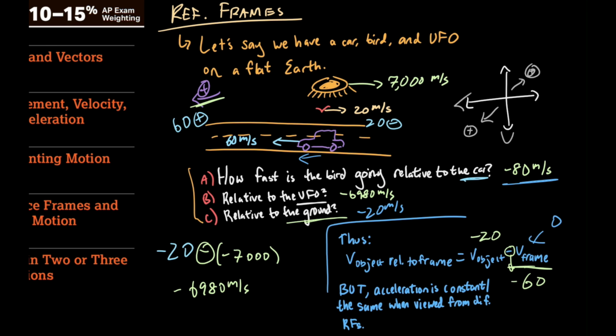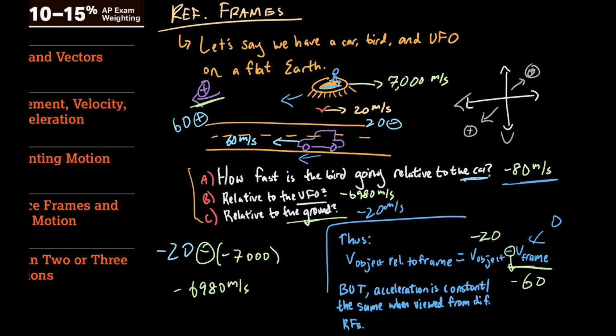Relative to the UFO, sure, they're still going the same direction, but it seems that the bird is almost going backward because of how slow it's going compared to the UFO. So if I had a person, or I guess an alien, in the UFO, it seems to the alien as though the bird is actually going backward.